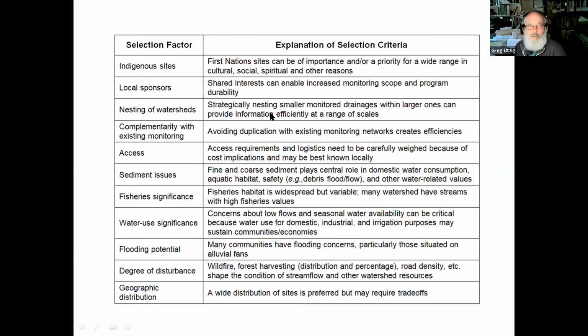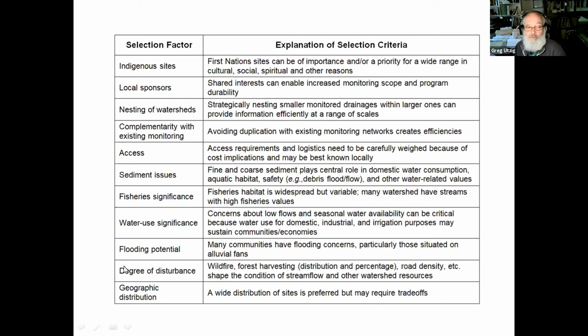This is in the report. We provide some of the different kinds of criteria they might use to do that. All kinds of different factors that you want to take into account, obviously fisheries and other aquatic ecosystems, sediment issues, access, which has a big effect on cost, of course, complementarity to existing monitoring, and when you've got larger watersheds that are of interest, do we want to monitor some of the smaller watersheds within that watershed?